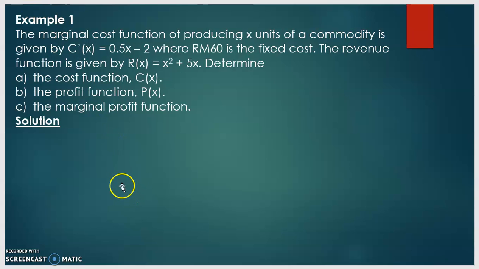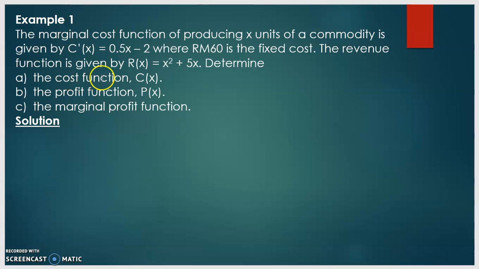Now we look at the example. The marginal cost of producing X units of a commodity is given by C prime X, which is equal to 0.5X minus 2, where 60 ringgit is the fixed cost. The revenue function is given by R(x), which is equal to X squared plus 5X. So the first question: determine the cost function, determine the profit function, and finally determine the marginal profit function.